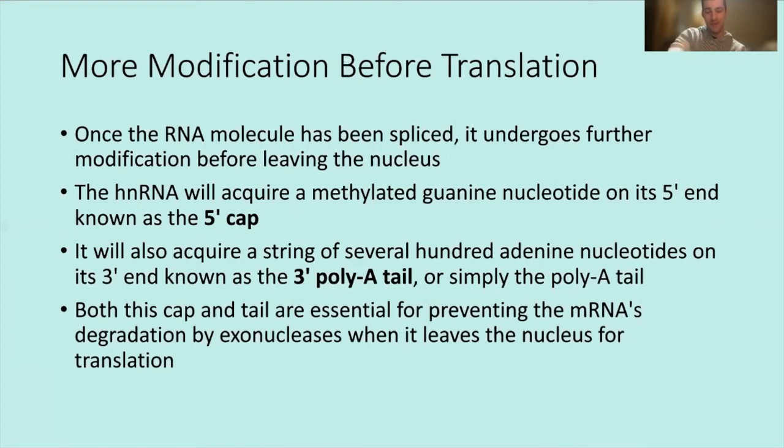Both the cap and tail are essential for preventing the mRNA's degradation by exonucleases when it leaves the nucleus for translation. There are these exonucleases floating around in the cytoplasm, and their job is to degrade RNA. So the 3' poly A tail and the 5' guanine cap prevent these exonucleases from destroying the mRNA before it can get to translation. Those are super important because without them, we wouldn't have protein production.